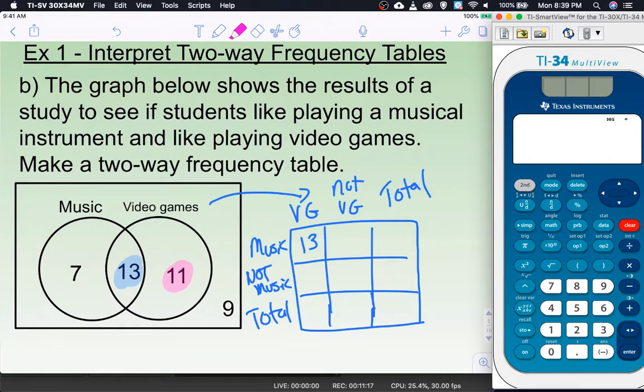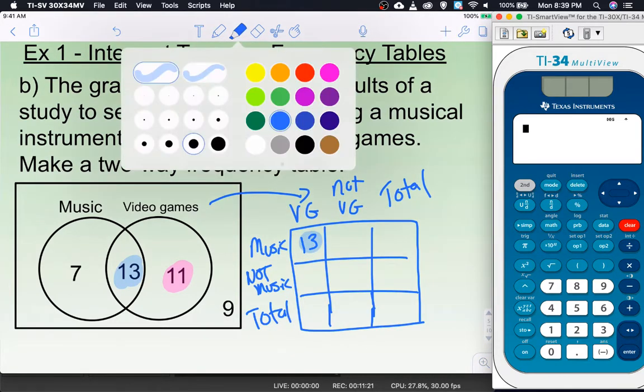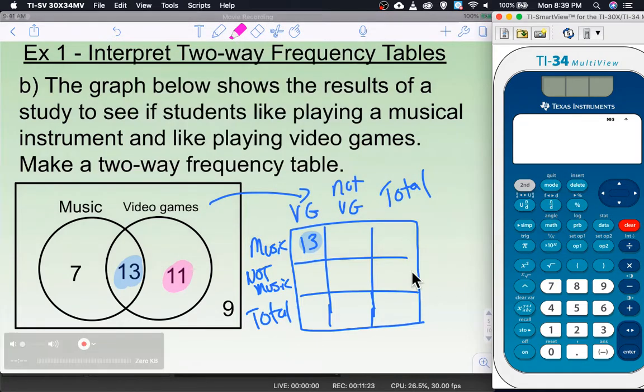Okay, these 11 people. Actually, let me go back to blue. So here's my blue 13. All right. So those 11 people here, now my pink color, these are people who like video games, but they do not like playing music. So I'm looking for people that like to play video games.